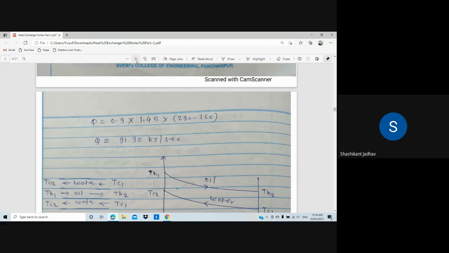Okay, so all of you draw this diagram, the graphical representation.